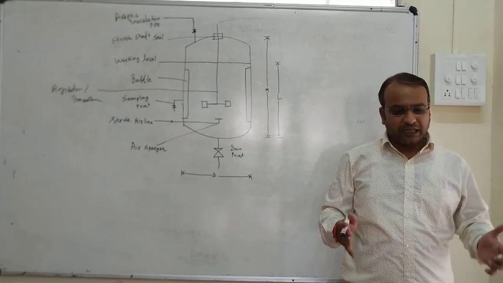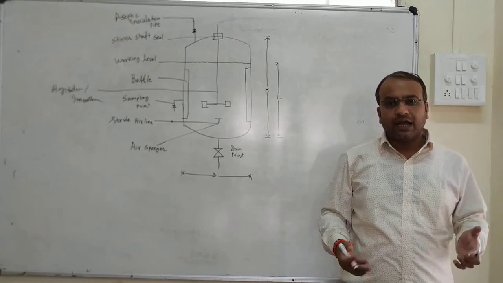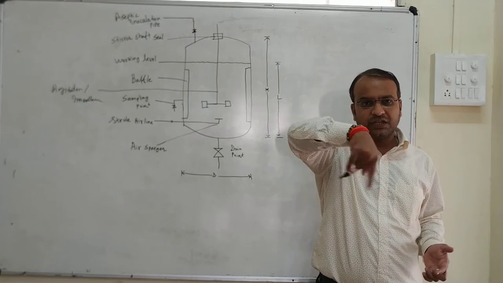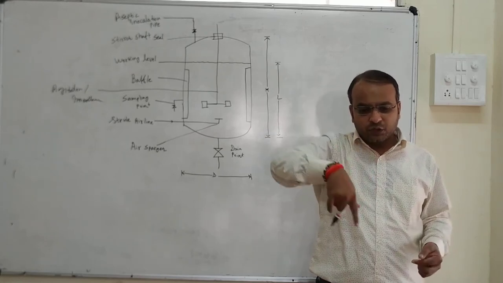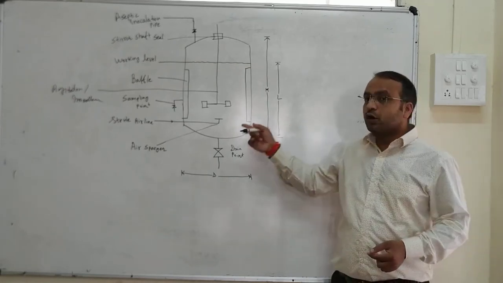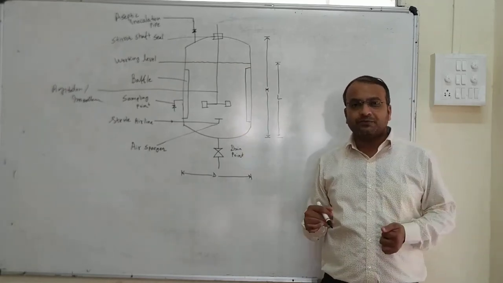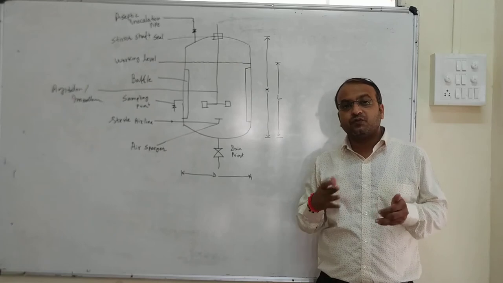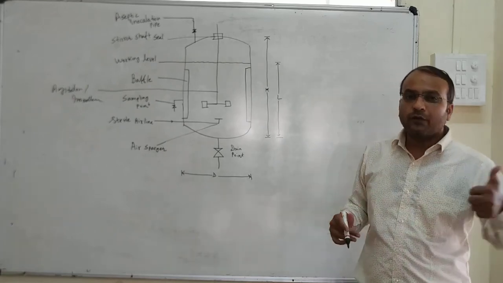Like if you are taking water in a bucket and rotating it using a single central shaft, it leads to the formation of a vortex. That vortex formation is not good for proper mixing, so it should be avoided. So how to avoid vortex formation?